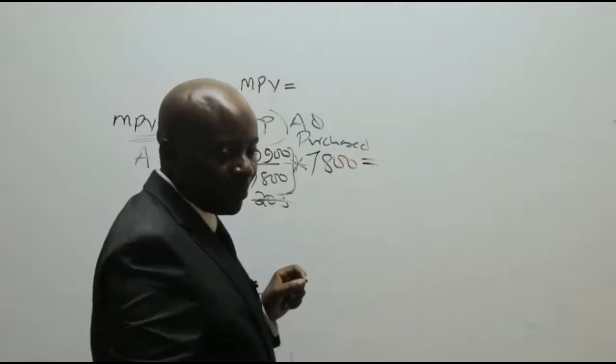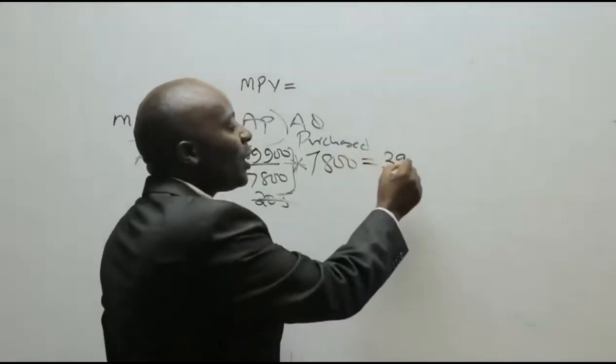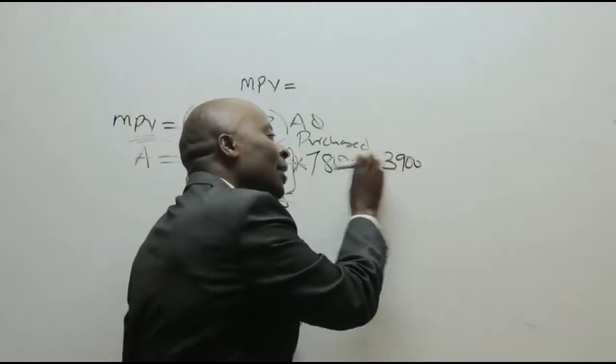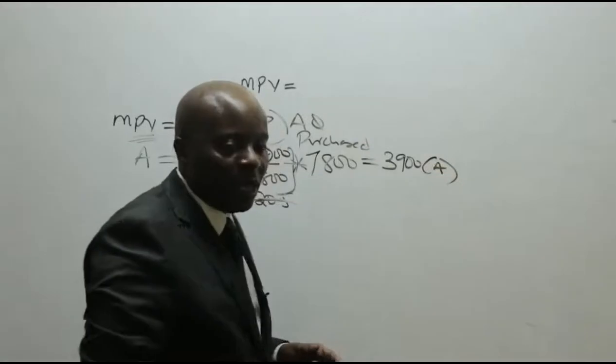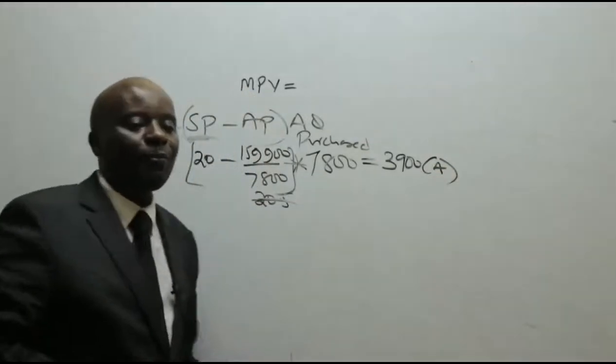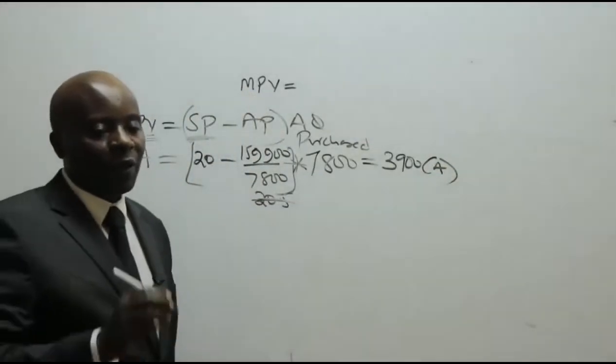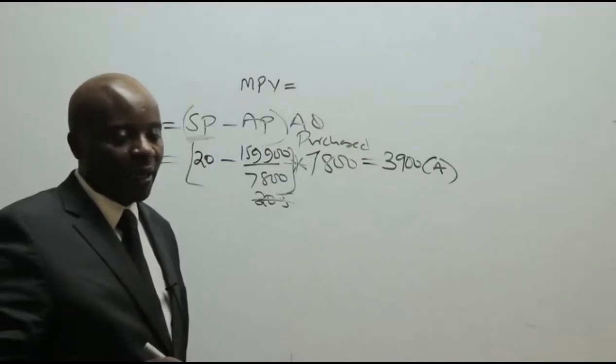So could you kindly give me the final answer here? What do we have here, somebody? 3,900. And because it's negative, we don't write negative here. To show it's negative, you simply come and put A. A for what here, somebody? For adverse. A for adverse. Thank you very much. Doreen Mogo is a new student.